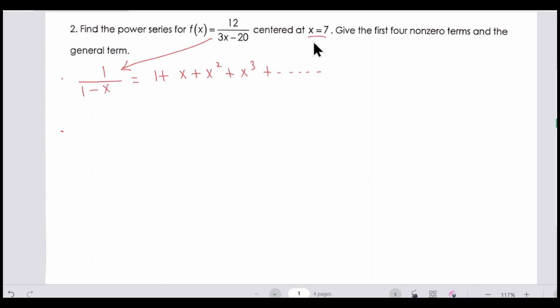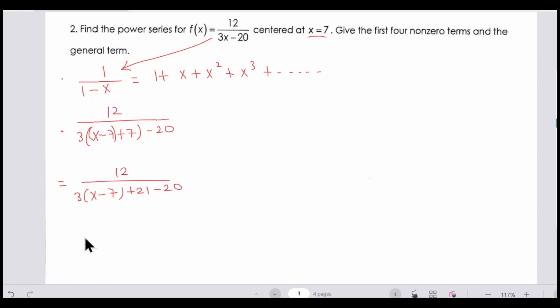I know that the center is at 7, so I want x minus 7 somehow, right? So that's why I'm going to subtract 7 and add 7 in x, because that's mathematically allowed. I can do that. And then I'm going to open this up. So 3 times x minus 7 is now taken as a unit. So it will become 3 times x minus 7. And then 7 times 3 is 21. So it will become 21, and minus 20 is as it is. So this will look like 12 over 21 minus 20 is 1. So 1 comes here, plus 3 times x minus 7.